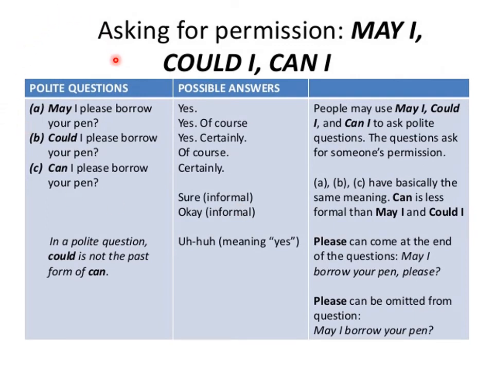Modal verbs that are used to ask for permission are may, could, and can. They are used when you have a polite question. May I please borrow your pen? Could I please borrow your pen? Or can I please borrow your pen? In a polite question, could is not the past form of can.